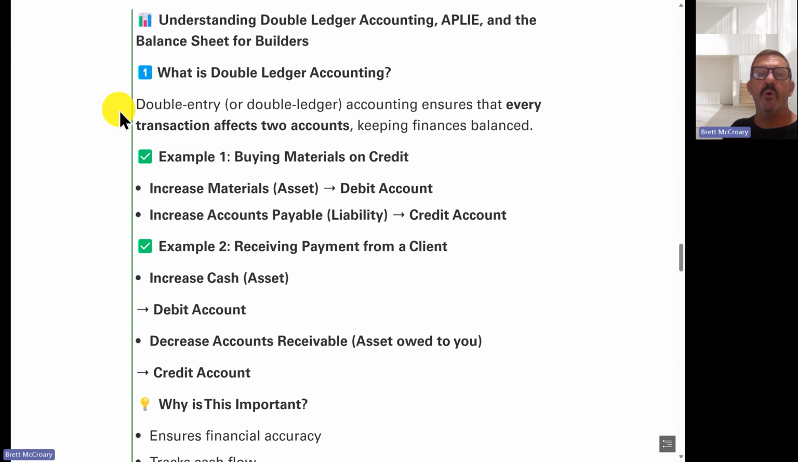So firstly, what is double ledger accounting? Double entry or double ledger accounting ensures that every transaction affects two accounts, keeping your finances balanced. So it's balancing the books. As an example, buying materials on credit. You increase materials, an asset, in your debit account, but then you increase your accounts payable, a liability, in your credit account.